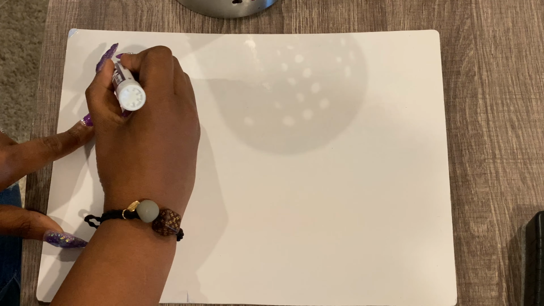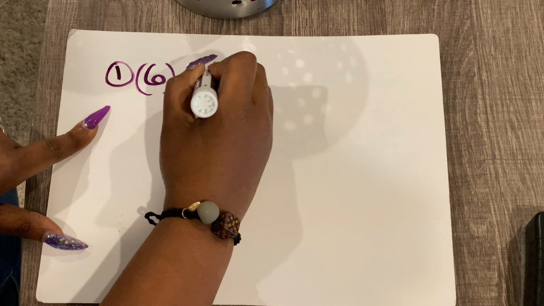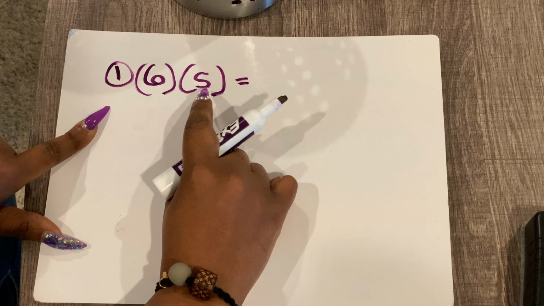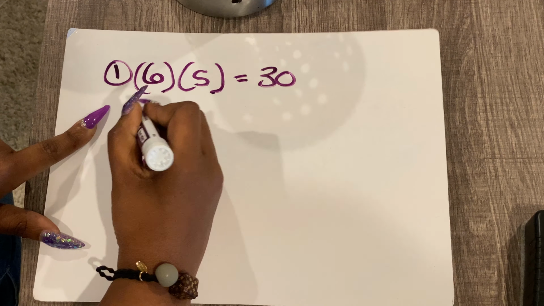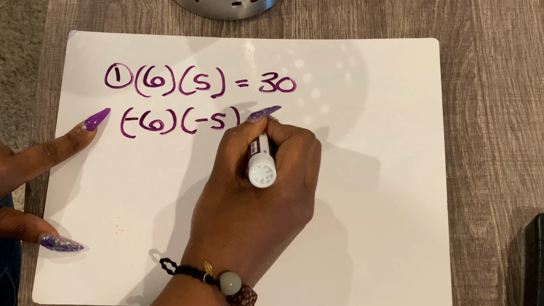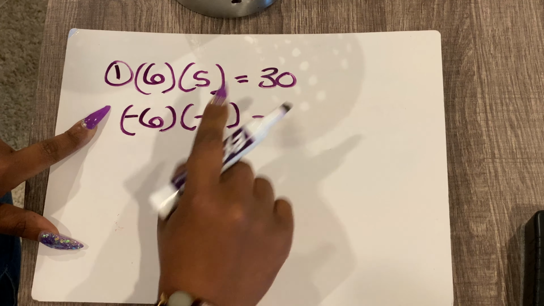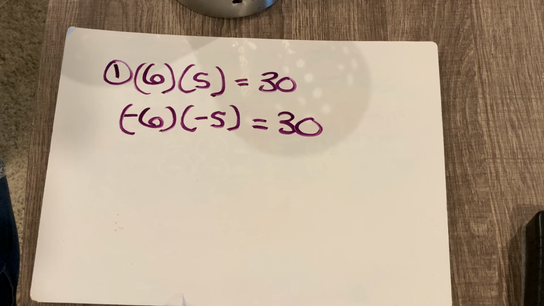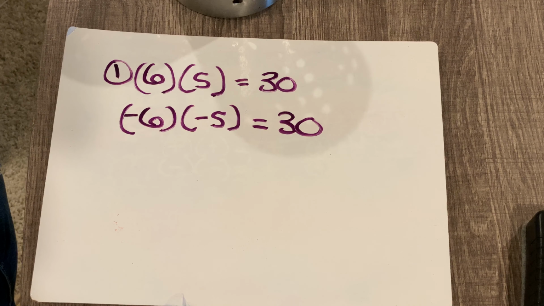Example number 1, we have 6 times 5. Well, they're both positive. Positive 6 times positive 5 is a positive 30. Easy enough, right? Now, what happens when I put a negative in front of these numbers? A negative 6 times a negative 5 is still going to be a positive 30. Because remember, same sign, positive.